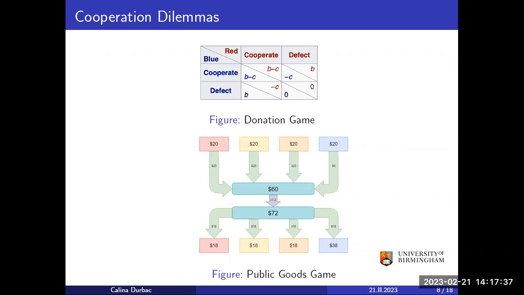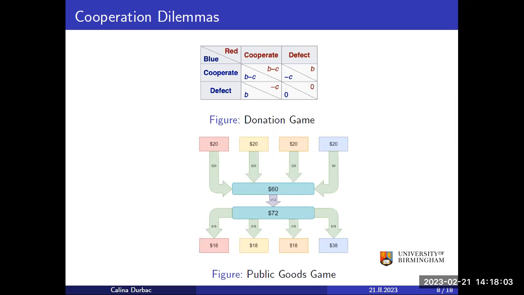The first one is a donation game. And you might have spotted that it is just a generalized version of the prisoner's dilemma. If the players cooperate, they get a benefit at the cost of themselves. If they both defect, they get nothing. And if one of them defects and the other cooperates, the one who defected gets the whole benefit without losing the cost, whilst the person that's cooperating will obviously lose the cost.